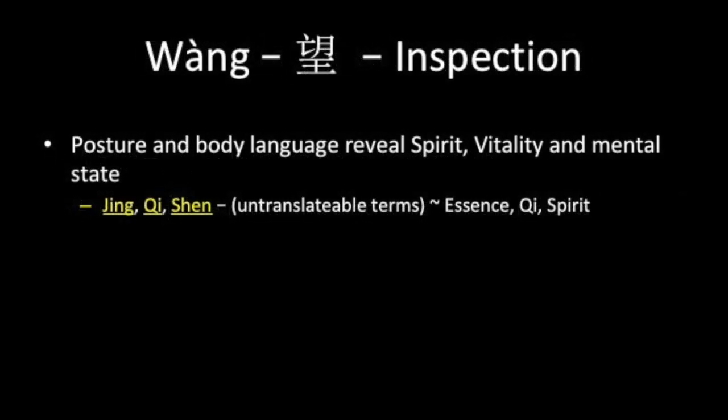Inspection starts with observing the patient's posture, way of moving, and general body language to look for clues about their jing, qi, and shen from their spirit, vitality, and mental state. The physician may get an intuitive feeling about the patient's state as soon as she walks in, but this nevertheless needs to be backed up by other clues.